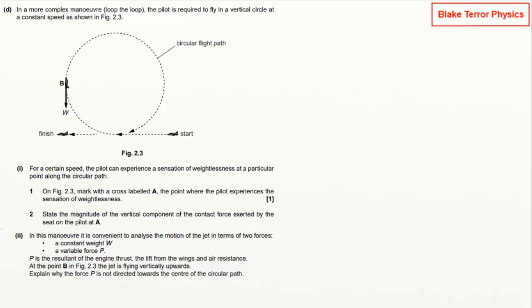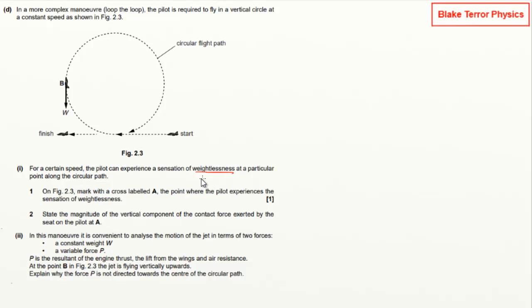Okay, it turns out there's another part to this question that I hadn't noticed, so we carry on. We're now flying in a vertical circle, doing a loop-the-loop. So we've got some stuff that we need to say about this. So for a certain speed, the pilot can experience a sensation of weightlessness. Okay, at a particular point along the path, we've got to mark where that is on the path.